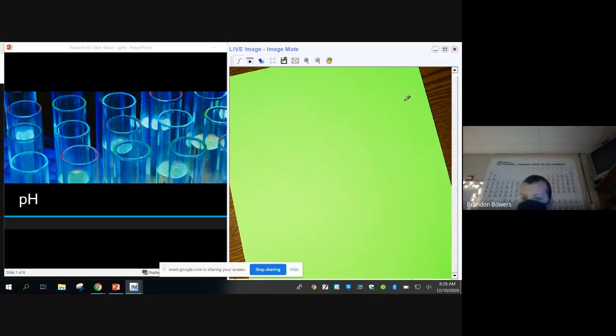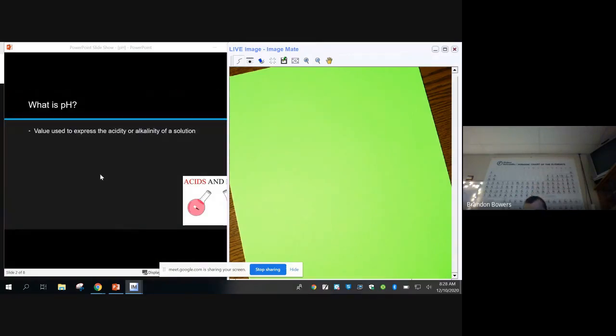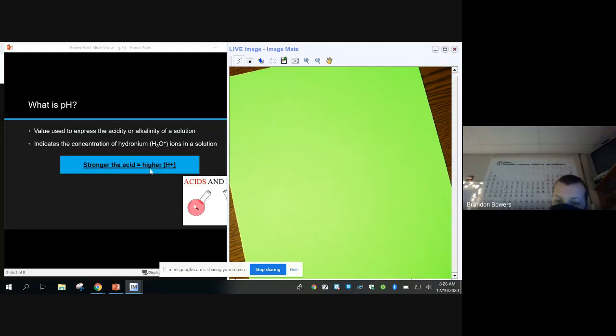Now, like I said, this is the biggest part, is what I want you to write down. All right, so pH. What is pH? You don't have to write the definitions of all this. But the pH is the value used to express the acidity of a solution. We already know that it indicates the concentration of hydronium. Acids have hydroniums, right? The stronger the acid, the higher the H. Okay.